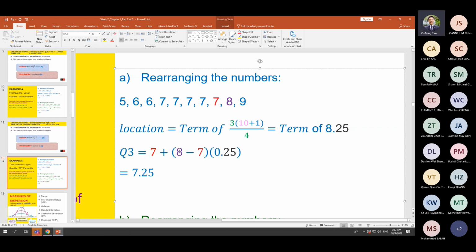So simplify this part. 8 minus 7 is equal to 1. 1 multiplied by 0.25 is 0.25. Plus 7 is equal to 7.25.